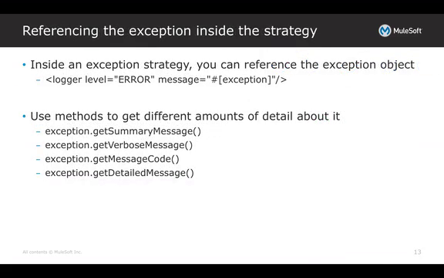Inside an exception strategy, you can reference the exception object. Think of this like another context. As you can see in this logger, using the Mule expression language, we can call exception. Then we have multiple methods that we can use to get different information. So if we need to evaluate the summary message, a verbose message, the message code, or a detailed message about the exception, all of these are available to us. And I encourage you, if you're checking out this context, to check out the documentation and just throw them in a logger to see what they print out and how it varies between these different methods.